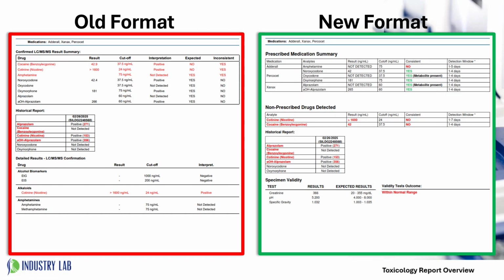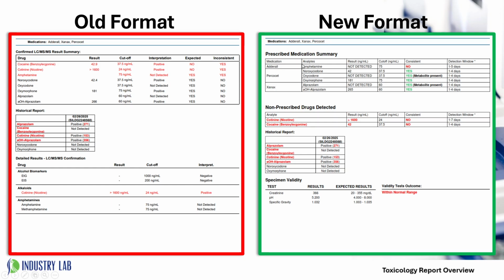Here's a side by side of the old and new reports. This is the same exact test and the same exact results presented, just shown a little bit differently. Now, on the new report, we continue to list the main confirmatory test results at the very top of the page, but instead of showing all substances together in one space, we have broken them out into two tables.